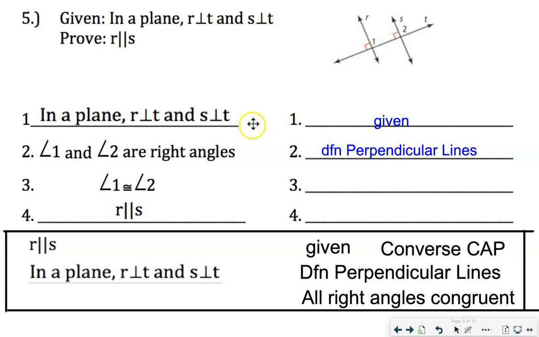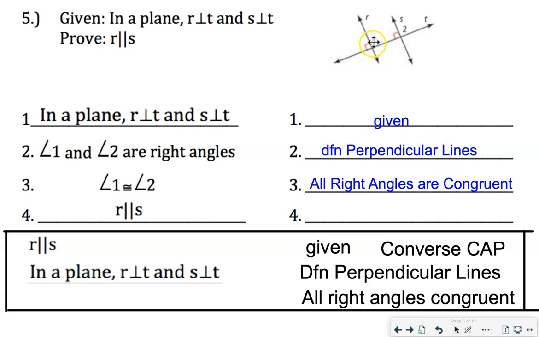Remember, in proofs, step 1 should lead to step 2, which should lead to step 3, which should lead to step 4. So since the lines are perpendicular, we have some right angles. That's just what perpendicular means. Angle 1 and angle 2 have to be the same then. Well, if they're both right angles, that means they're both 90, which means they have to be congruent since they have the same amount of degrees. The reason for this is all right angles are congruent.